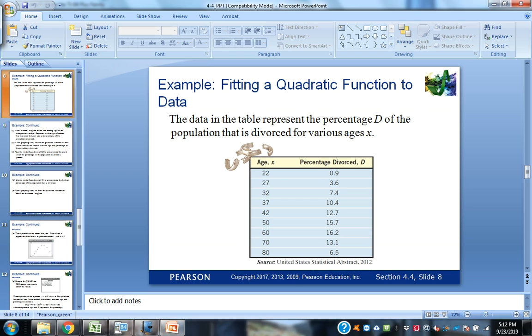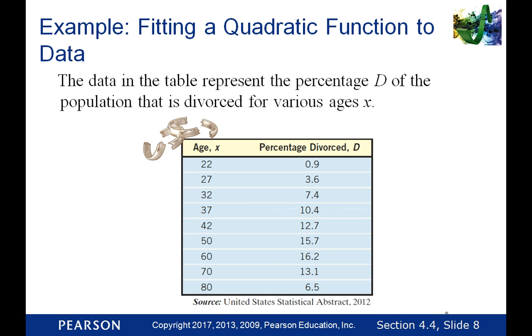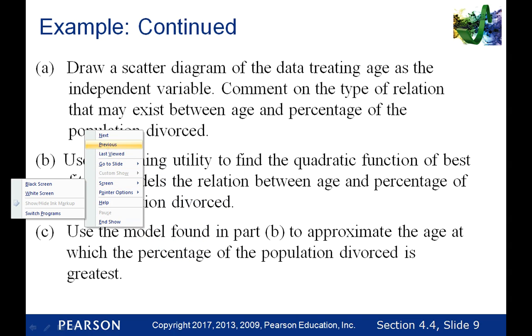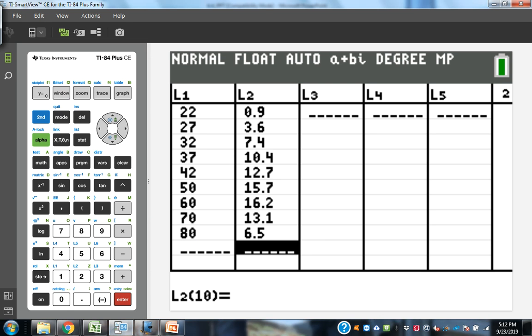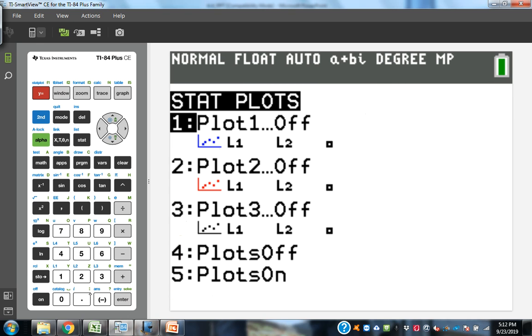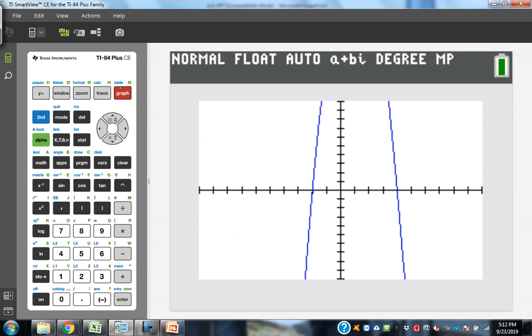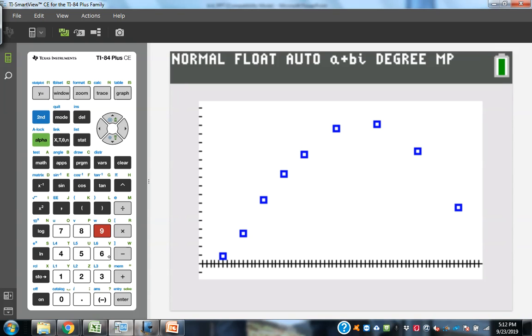Now let's go back to our PowerPoint and see what they're asking us to do. They're saying, draw a scatter diagram of that to see what kind of relationship it is. If I did a scatter plot with my calculator, I go to second y equals, hit enter, turn that plot on, and then hit graph. And then I'm going to hit zoom 9. What kind of shape do we see here?